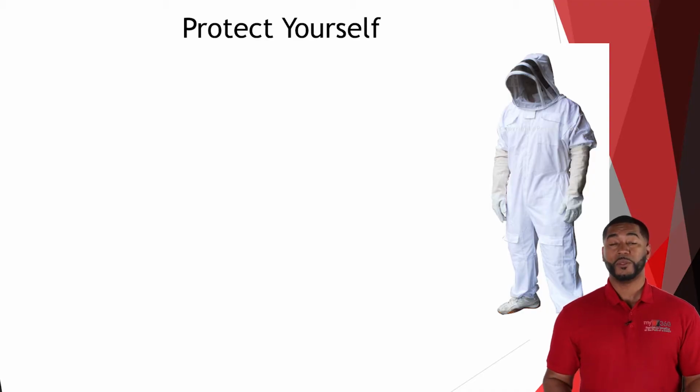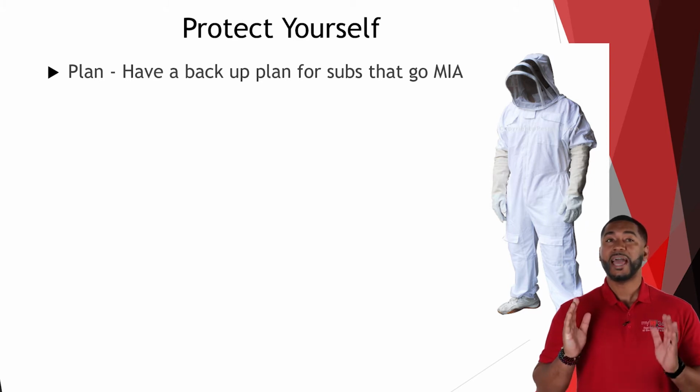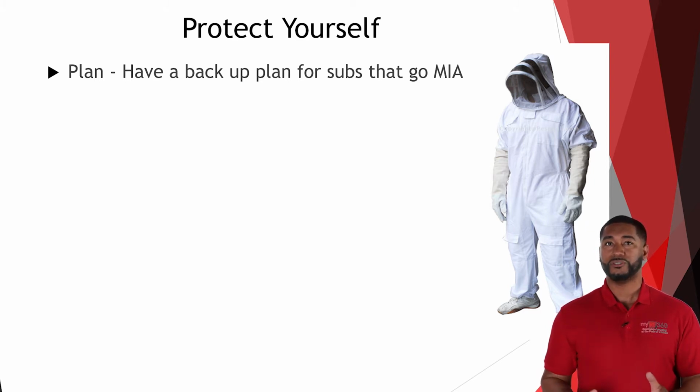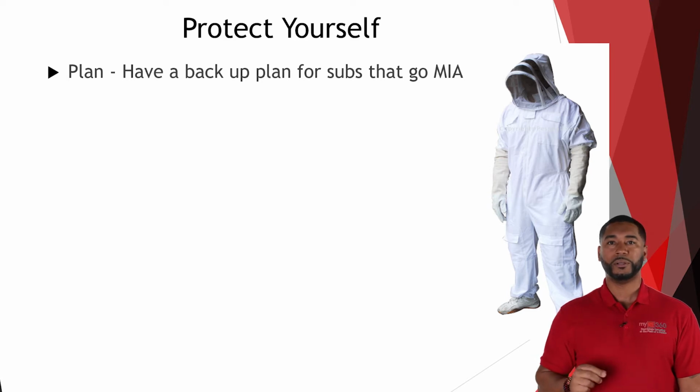So protect yourself. What exactly does that mean? First thing is you need to have a plan, a backup plan. You need to have a backup plan in case your subcontractors go MIA. Now, for whatever reason, and it happens to the best of us, sometimes people go dark. Sometimes the best subcontractor, the best business partner, the person that you know is just going to come through all the time, disappears. Now, for whatever reason that may happen, you don't want your project or your finances to suffer for it. So you need to have a backup plan in place.